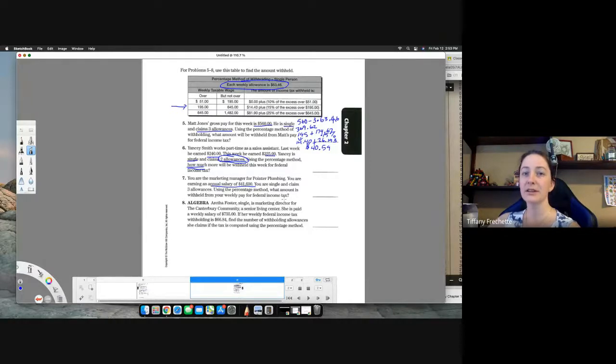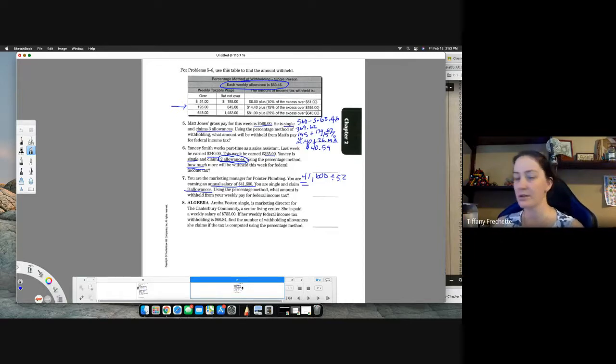So make sure on this one, the only difference is that you're being given your annual salary, and this one is a percentage method for weekly taxable income. So we need to bring it down to weekly. So we're going to have to do this divided by 52. And that's the number that we're going to use to subtract allowances from and then start using the chart to calculate our federal income tax. So make sure first to divide it down by 52, and it's 52 because there's 52 weeks in a year.